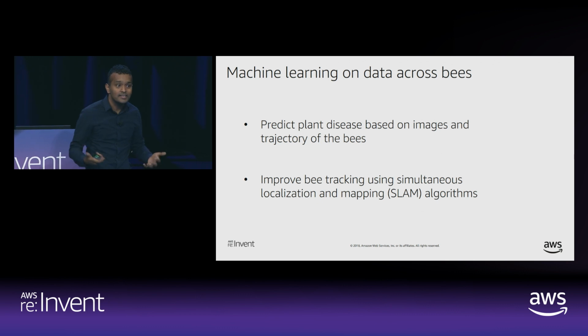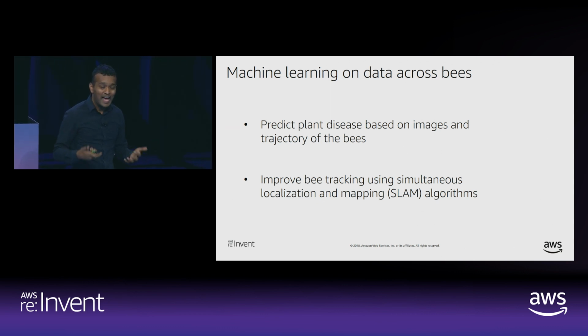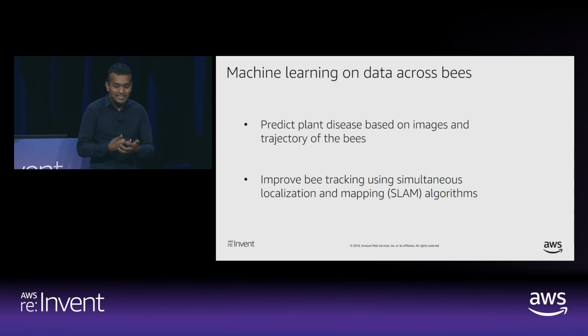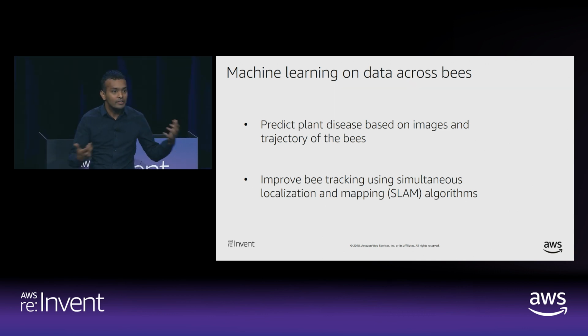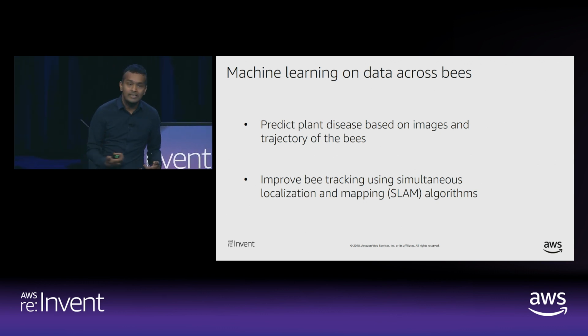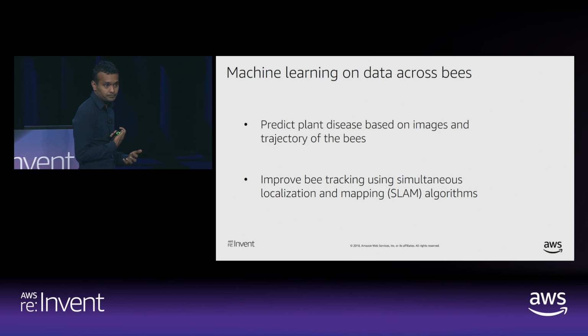So now that we can put sensors and cameras on top of bees, we can actually get a bird's eye view of how the bee is seeing the world, as well as what it's actually sensing. And that will enable us to understand and answer really important questions as to why these insects are disappearing from nature. And finally, we can also use algorithms to combine this video data and improve the bee tracking accuracy by doing simultaneous localization and mapping algorithms.